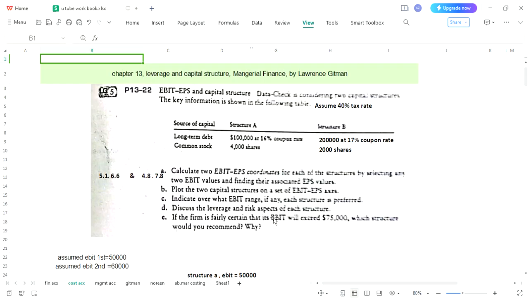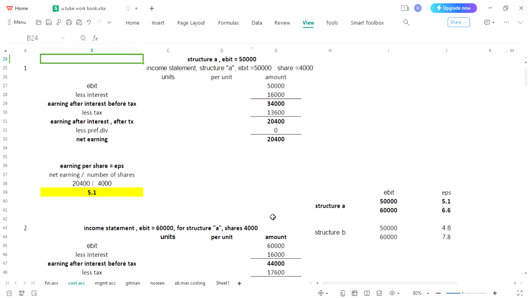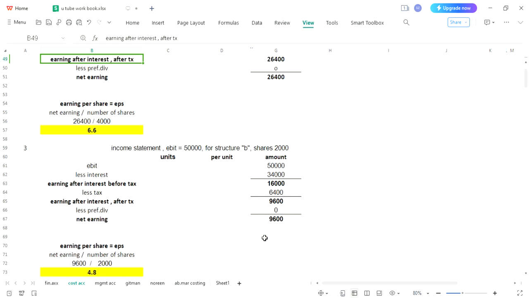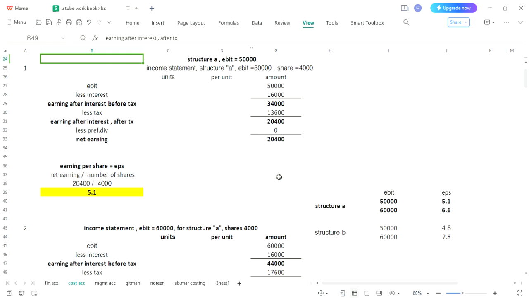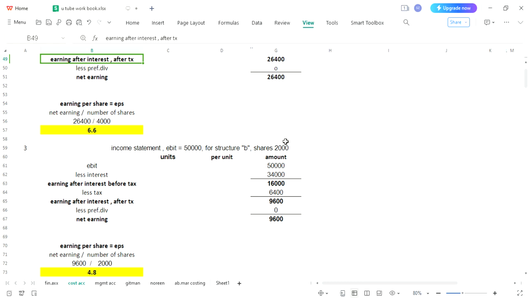Here you will see your amount of interest: 16,000 and 16,000. Structure A is less risky. I'm very hopeful. Yes, because the amount of interest for structure B is more than that of structure A. For structure A, how much interest? 16,000. For structure B, how much interest? 34,000. So since the outside payment is more, it means risk is more.